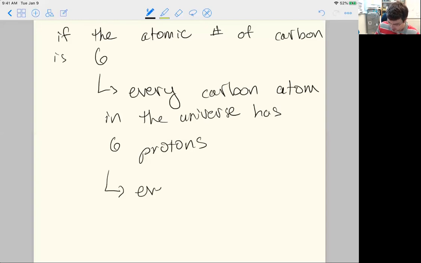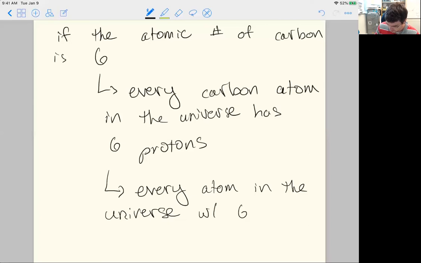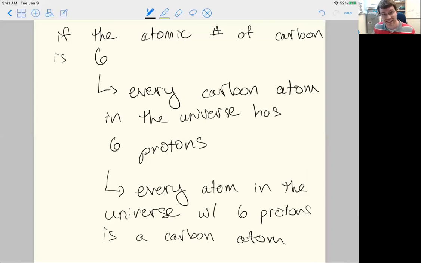Similarly, every atom in the universe with 6 protons is a carbon atom. There are no exceptions to this. Based on how the atomic number is defined, every element in the universe with 6 protons has to be a carbon atom. It has to. And every element that is a carbon atom has to have 6 protons. The other subatomic particles can fluctuate around quite a bit, but not the protons. If you change the number of protons, you change the identity.